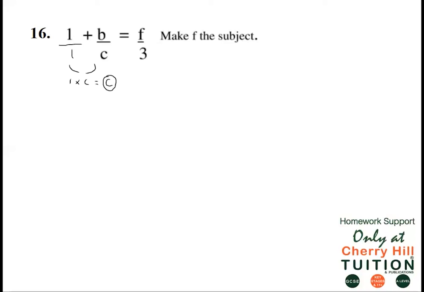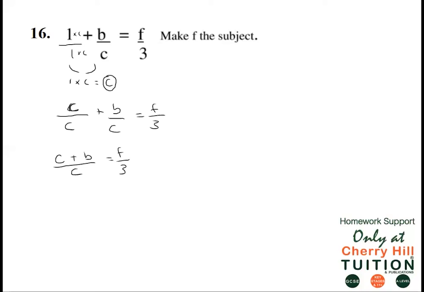So we have c. So we need to convert these fractions into fractions that both have the denominator of c. So we can multiply the first fraction by c. The second fraction already has a denominator of c, so we don't need to make any changes. This leaves us with 1 over c plus, so 1 multiplied by c, which is c. So c over c plus b over c is equal to f over 3. And now that the denominators are the same, we can change this into c plus b over c is equal to f over 3.